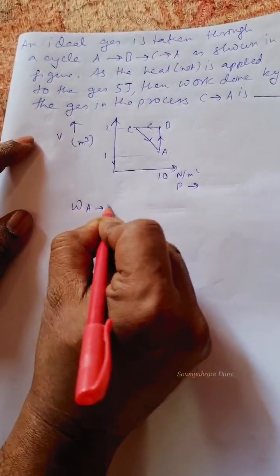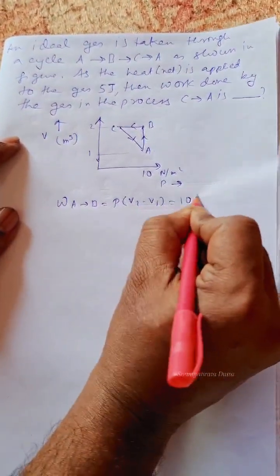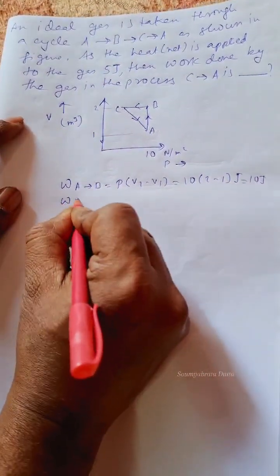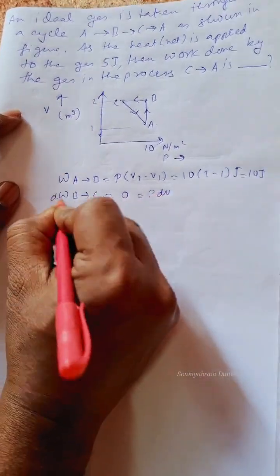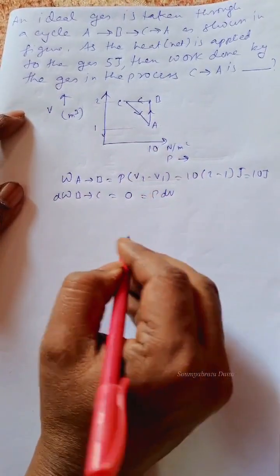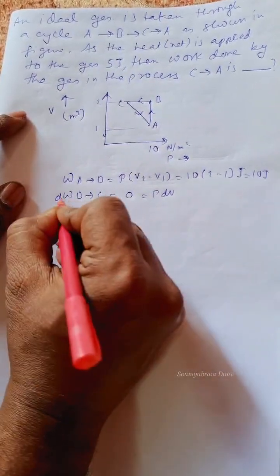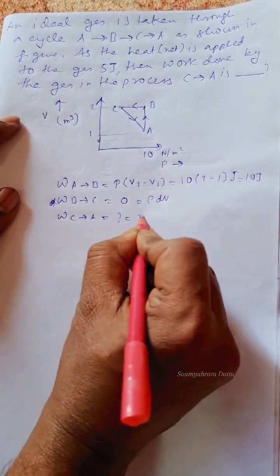Work done from A to B equals what? P into V2 minus V1. That is 10 into 2 minus 1 joule, which is equal to 10 joule. Work done from B to C is 0, because P into dV, as you know, constant volume is there. So work done will be 0. Now work done from C to A is what we have to find out. Let it be X.